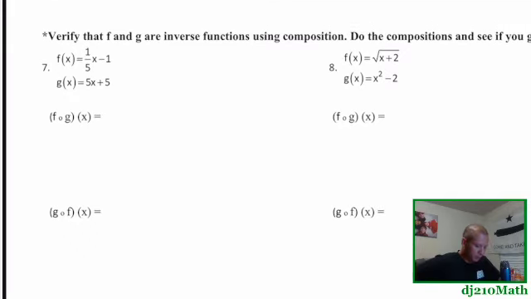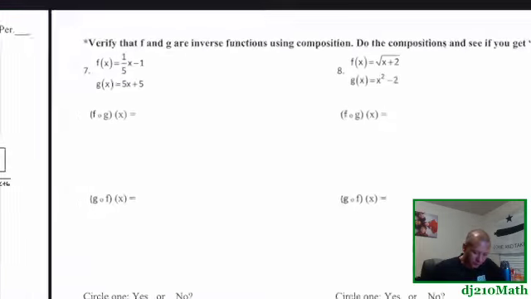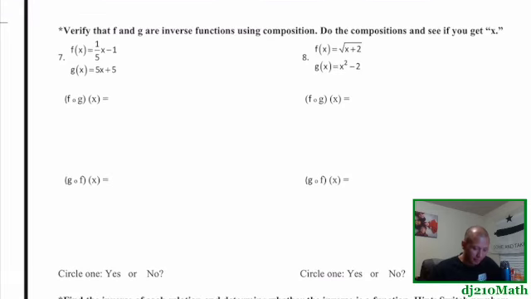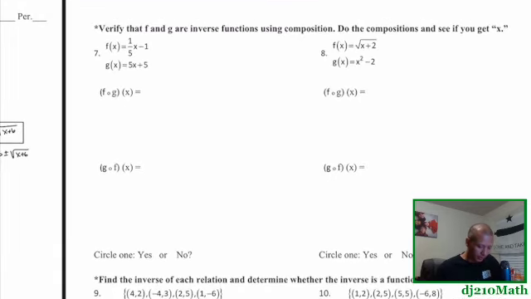All right, so we want to verify that f and g are inverse functions using composition. So I'm going to compose. So do the compositions and see if you get x. Right. So what we're going to do is we're going to compose f of x and g of x and then see if x comes out. If x doesn't come out, they're not inverses immediately. All we need to see is that one of these things does not produce x, and then immediately they're not inverses. If one of them gives us an x, then we keep going and compose the other one and see if that one comes out as x.